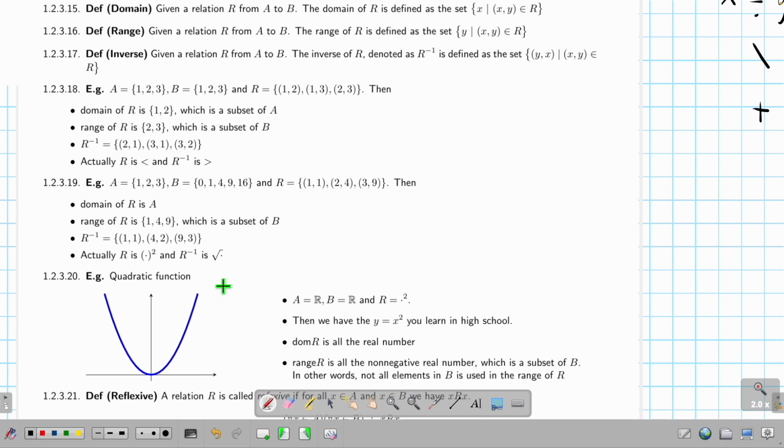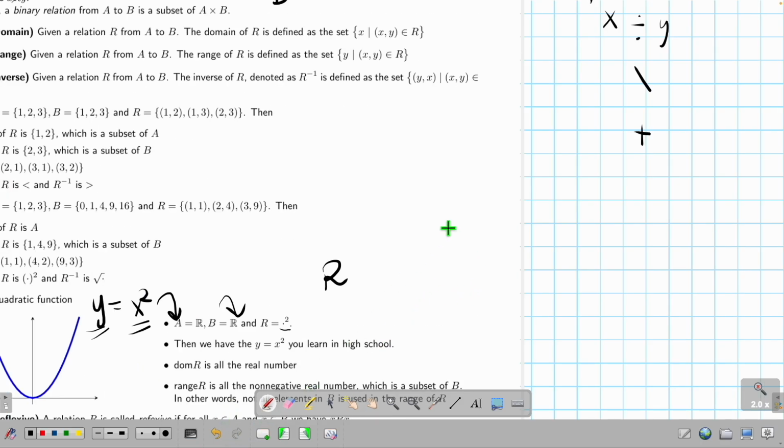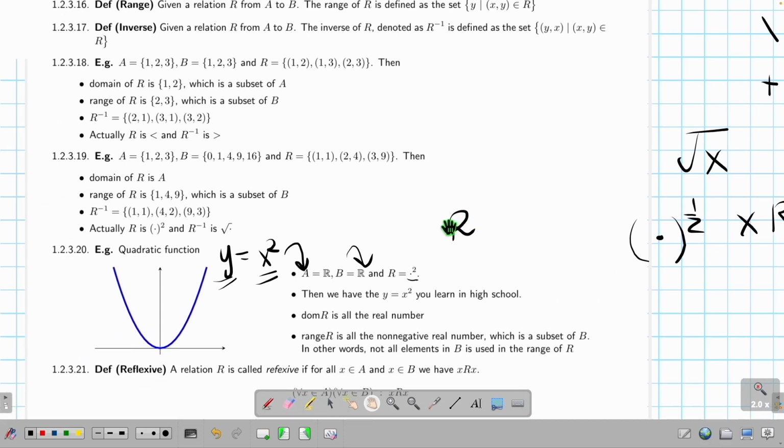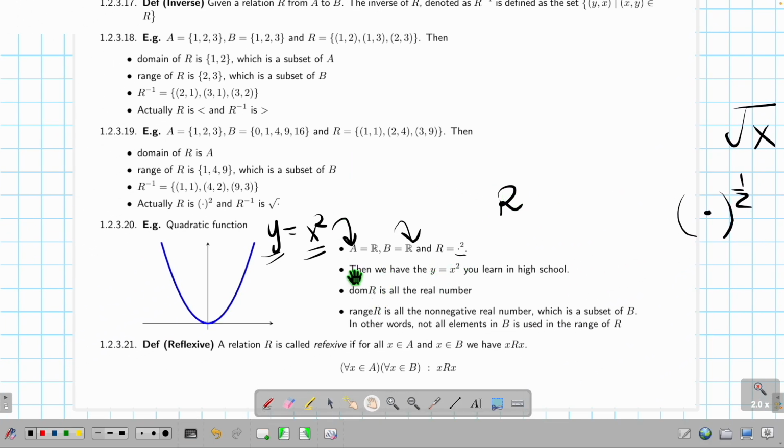Here is an example. y equals x squared. So x comes from a set A, which is the real numbers. y comes from a set B, which is also the real numbers. And the relationship is what? Something to the power of two. You may wonder, how do I write square root? Half power. So square root is half power. Okay? Then, what is a function?